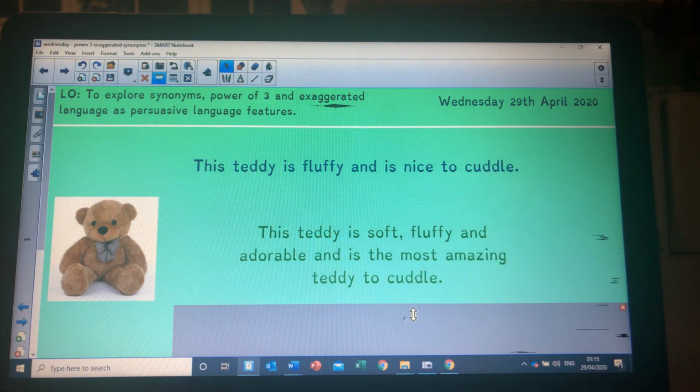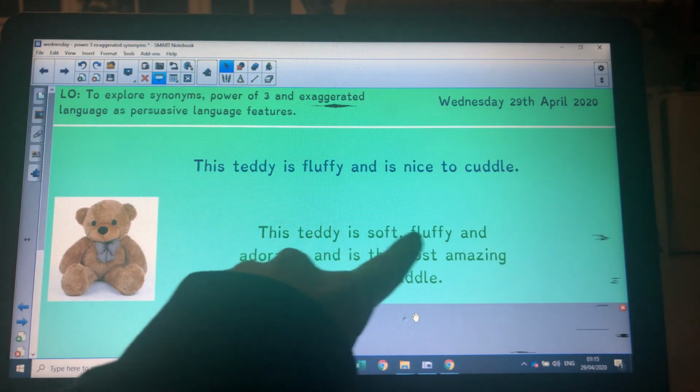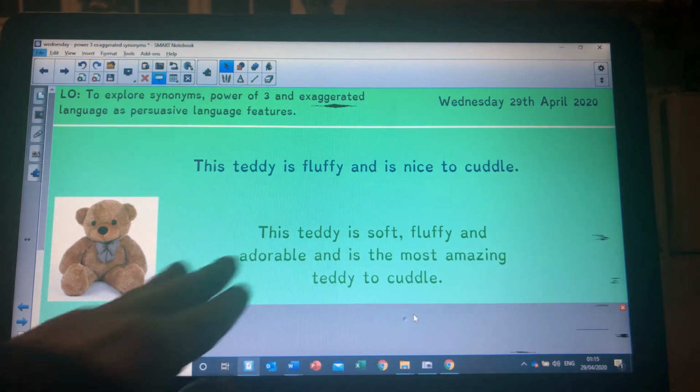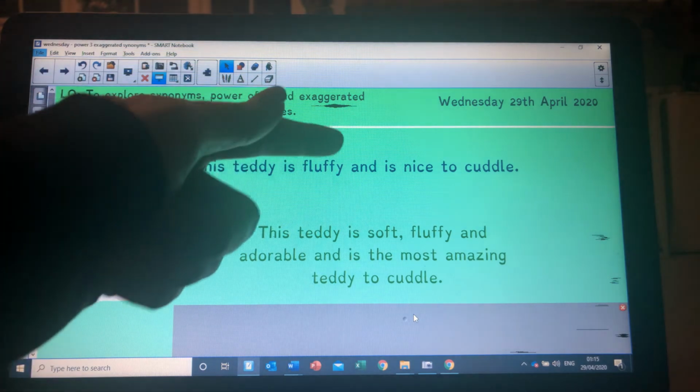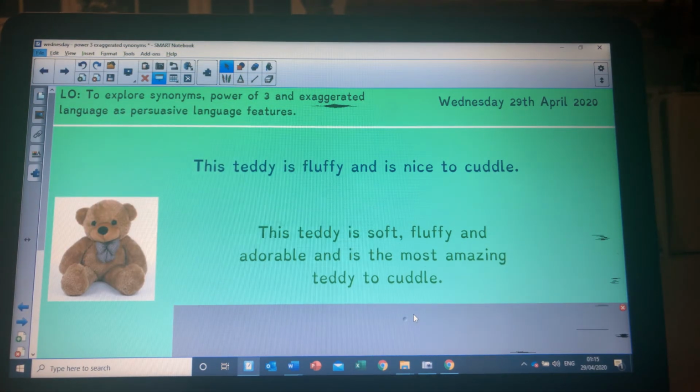Okay, so now, using our language features, my selling point is: this teddy is soft, fluffy, and adorable, and is the most amazing teddy to cuddle. So I have used some synonyms for fluffy. I've used soft, and I've added in adorable. I've used the power of three: soft, fluffy, and adorable. Okay, and then I've used my exaggerated language. Rather than just it's nice to cuddle, I've added in and is the most amazing teddy to cuddle.